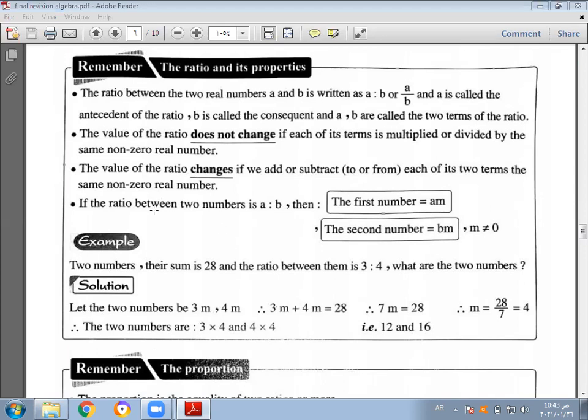If the ratio between two numbers is a to b, then the first number equals am and the second number equals bm, such that m not equal 0. Two numbers, their sum is 28, and the ratio between them is 3 to 4. What are the two numbers? Let the two numbers be 3m and 4m, so 3m plus 4m equals 28, so 7m equals 28, m equals 4. So the two numbers are 3 times 4 and 4 times 4: 12 and 16.